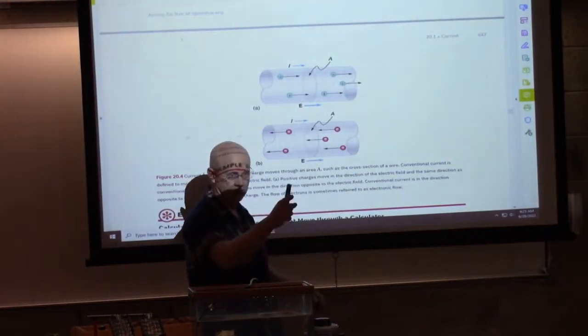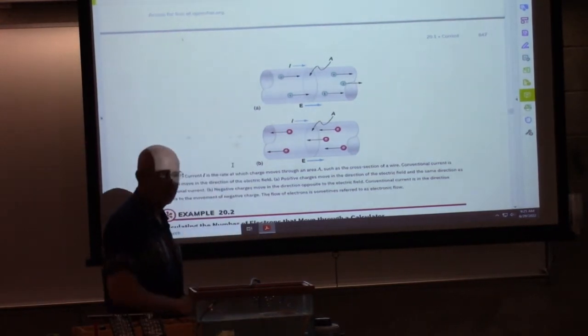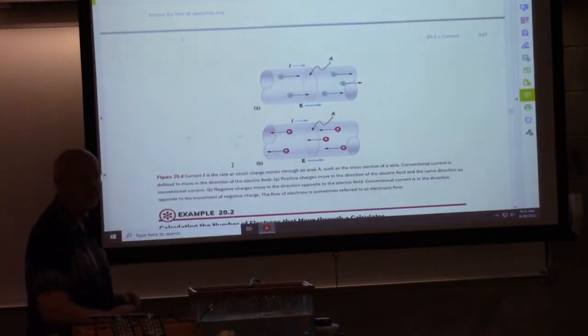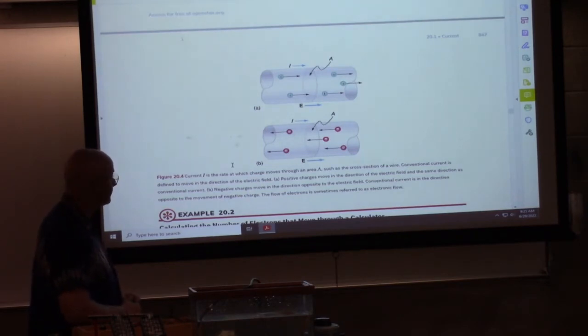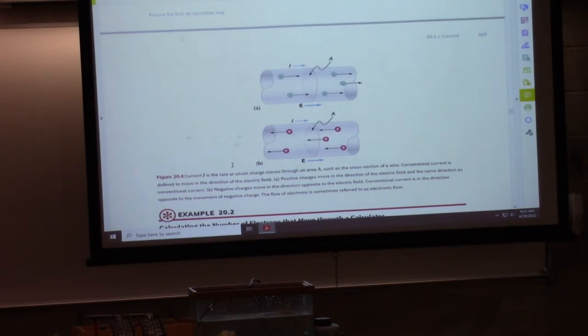Left to right, yeah. Is there just like a simple rule that it's opposite, like if the negative is moving to the left, it's going to be going to the right? It's like if the positive is going to the right and if the negative is going to the left, the current would be going to the right.